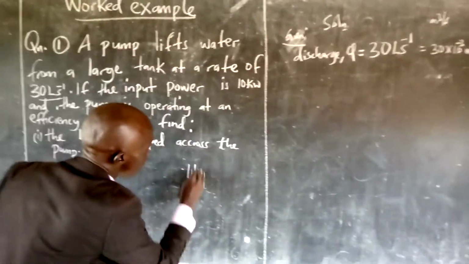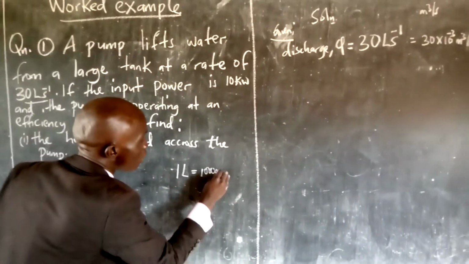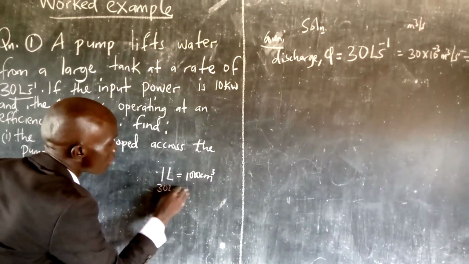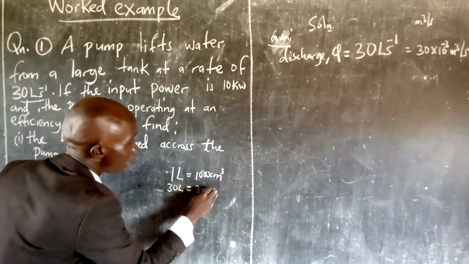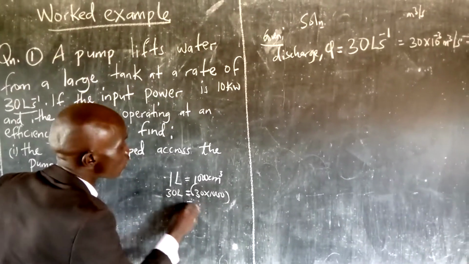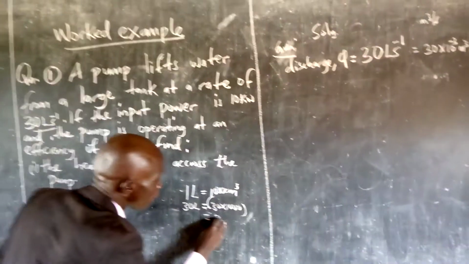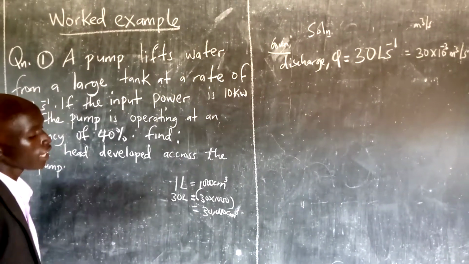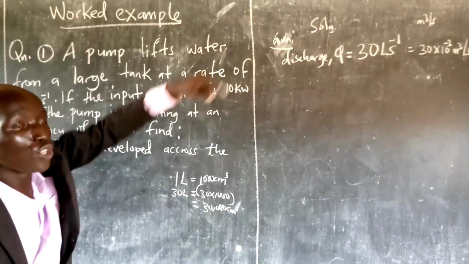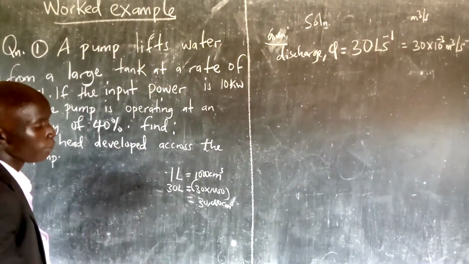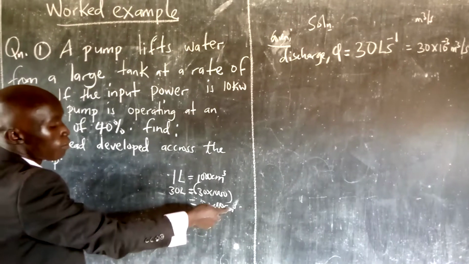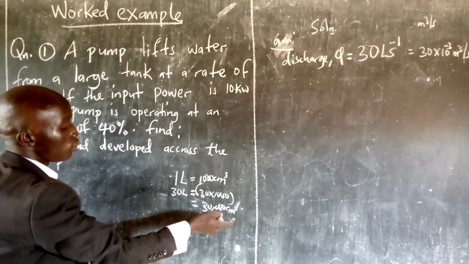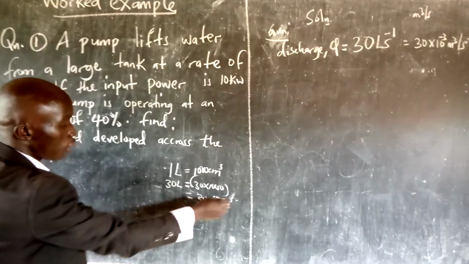You can say 1 liter is the same as 1000 cubic centimeters. Then 30 liters is the same as 30 times 1000, so it will be 30,000 centimeters cubed. Then again, you have to change centimeters cubed to meters cubed, which will be a waste of time. To change from centimeters cubed to meters cubed, we are changing from a small to a bigger unit, so you divide by 1 million.